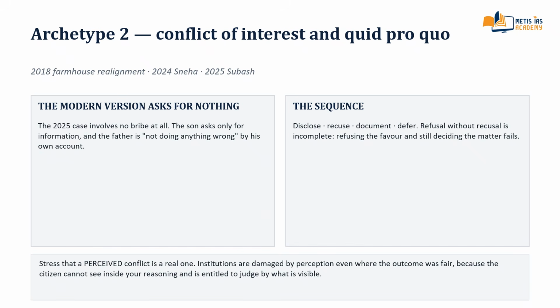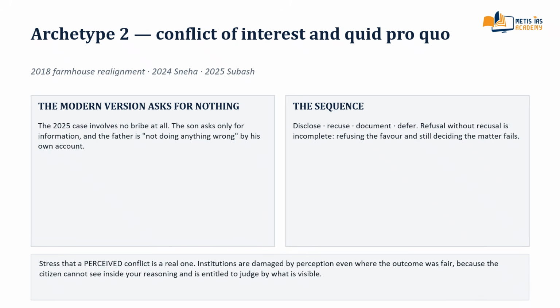So, conflicts: official duty against family obligation; public interest, lower cost, fair process, minimum displacement against private gain; the appearance of impropriety against actual impropriety. And here you must stress that perceived conflict damages the institution even where the outcome was fair. And legally, as cover against ethics, "the land purchase is technically legal" is a sentence these cases are built around.